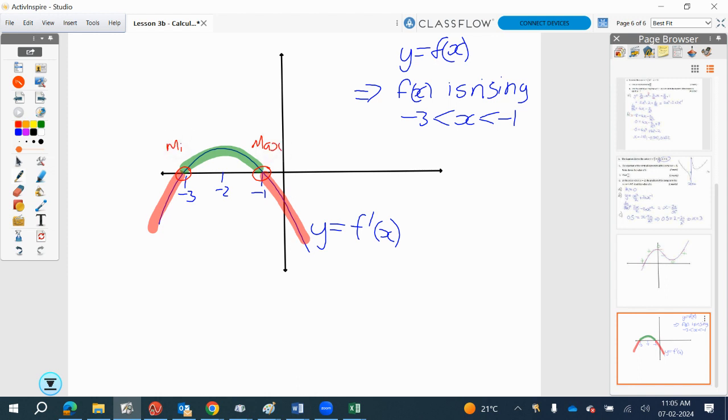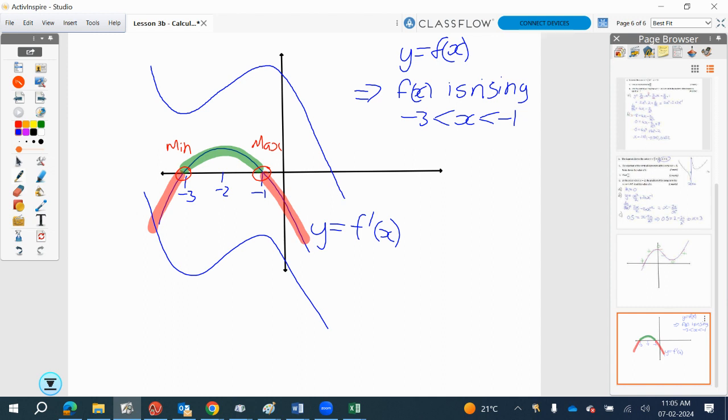This is a minimum. The original function is going to look something like this. The function is going down, we have a minimum, then it's going up, we have a maximum, and then it's going down. I can't tell you whether it's up there or down here, but I can tell you the shape and where the maximum and minimum are. The reason is the plus c when we integrate. We don't know about it.